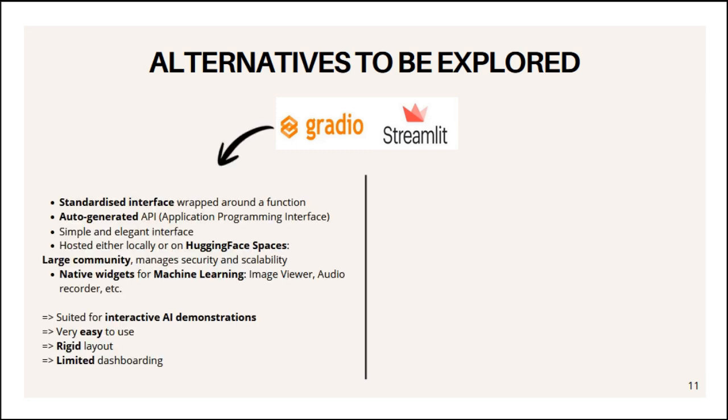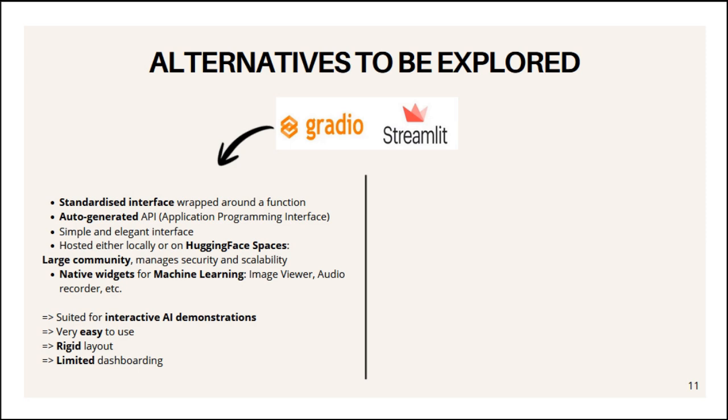So Gradio is a package which creates a standardized interface, which is then wrapped around a function that you will have to create. The API is auto-generated and the interface in itself is very simple and elegant. It can also be hosted either locally or on Hugging Face Spaces, which has a very large community and is much more secure and scalable. So it has also a lot of native widgets for machine learning, such as image viewer, audio recorder, etc. So it's very suited for interactive AI demonstration.